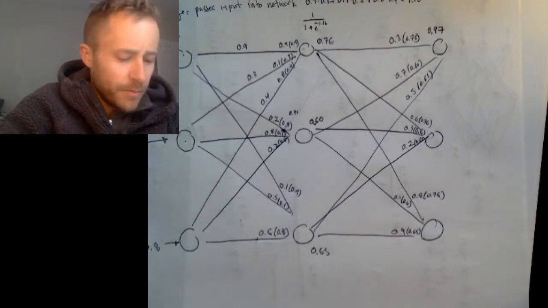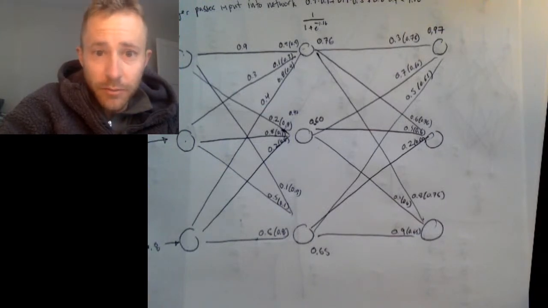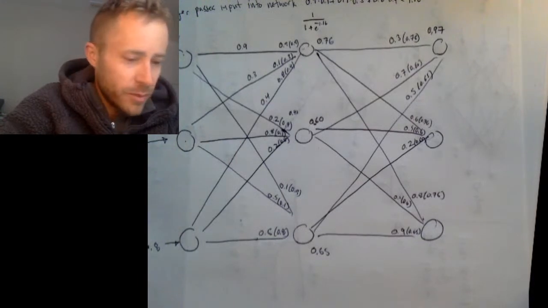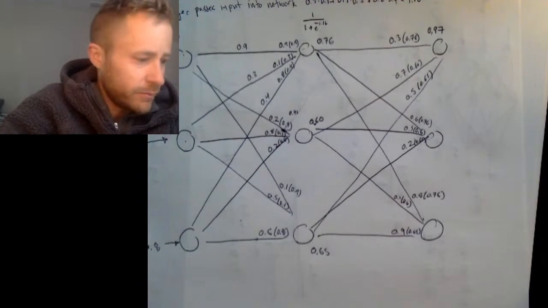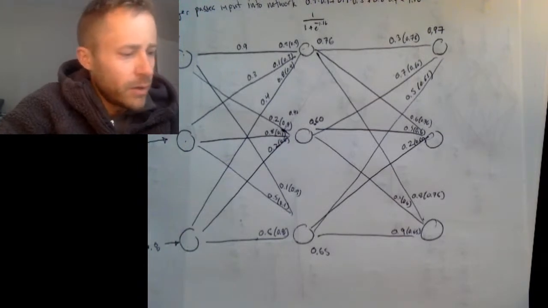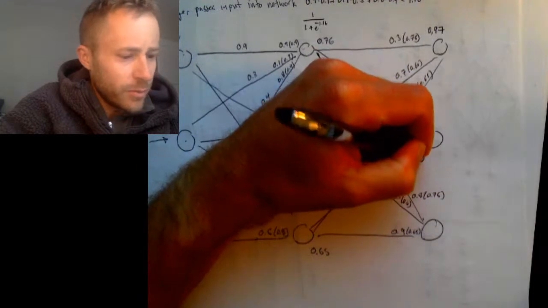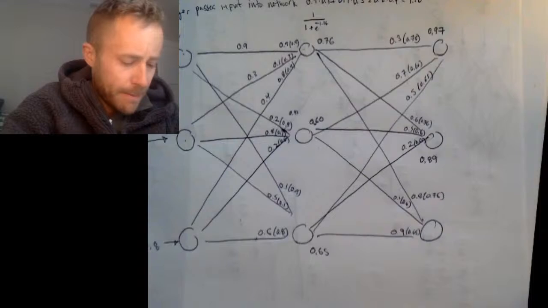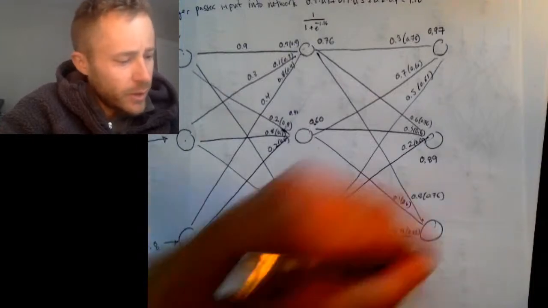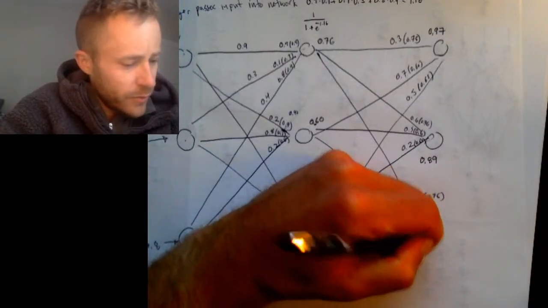By the way, link weights can be negative. So I've drawn all of them as positive, but they can also be negative. This one has an input of 0.89. And this one has an input of 1.25.